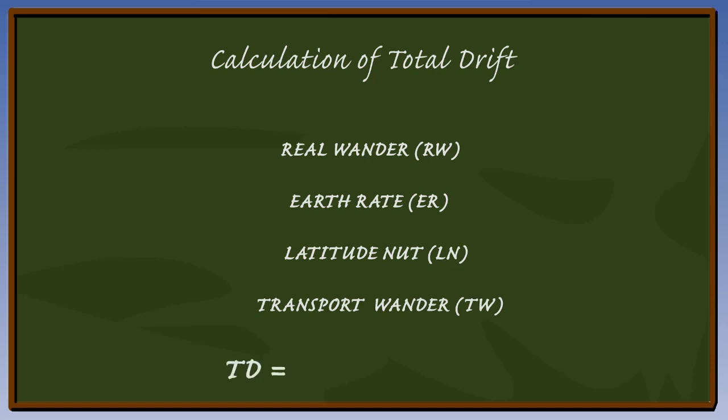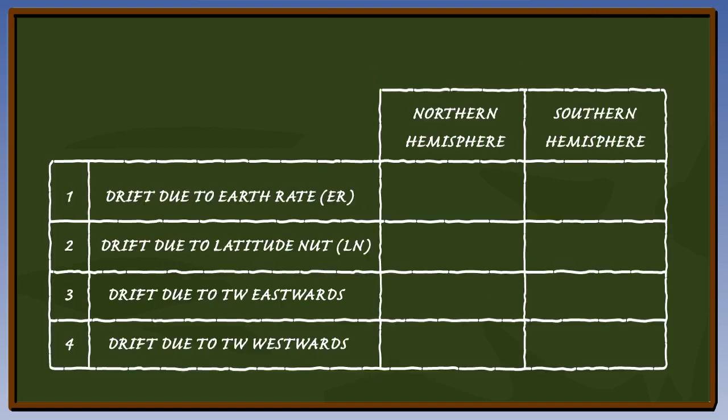So the formula for calculating total drift is therefore total drift, which we will call TD, equals real wander, or RW, plus earth rate, or ER, plus latitude nut correction, or LN, plus transport wander, or TW. In addition, we need to establish and consider the mathematical signs each of these factors will give rise to in order to carry out the calculation.